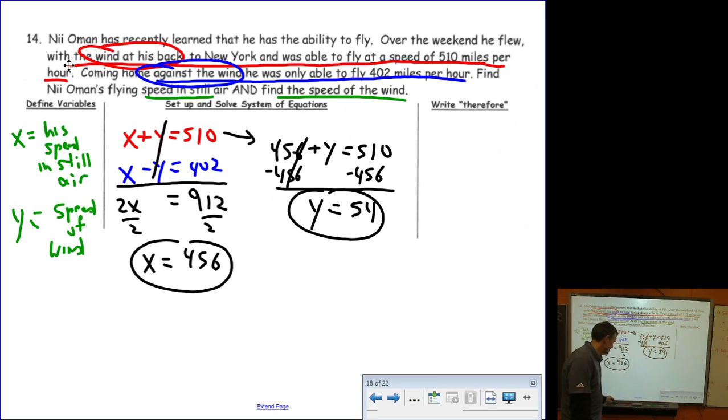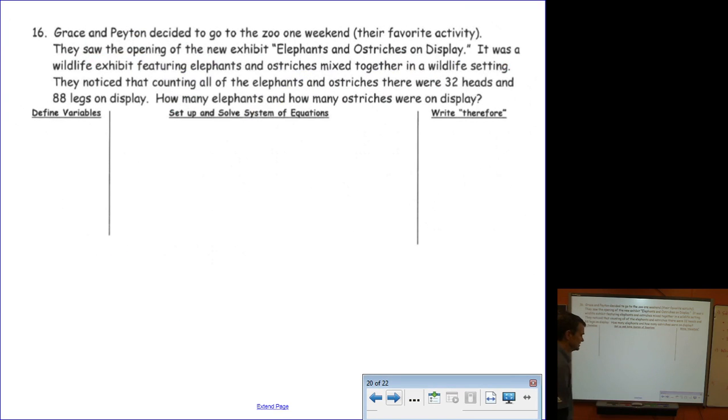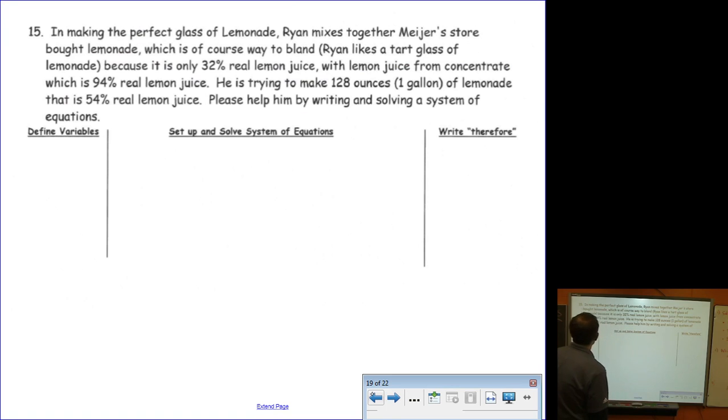So once again, I'm not going to rewrite the therefore statement, but x is how fast he can fly, which is 456 miles per hour. Go Neomon, that's pretty darn fast. And he's flying through what looks like almost a hurricane. Wind speeds of 54 miles per hour. That's pretty good.